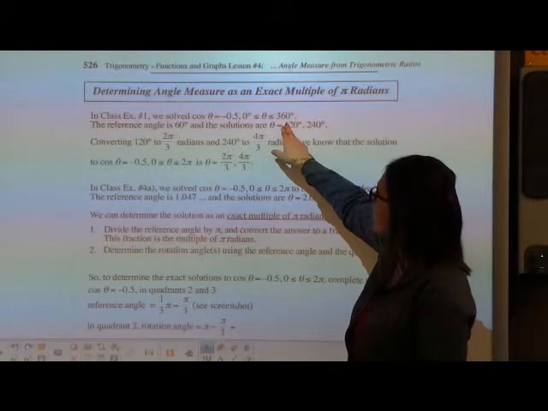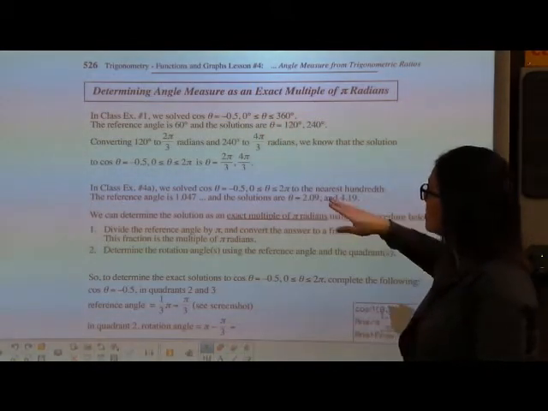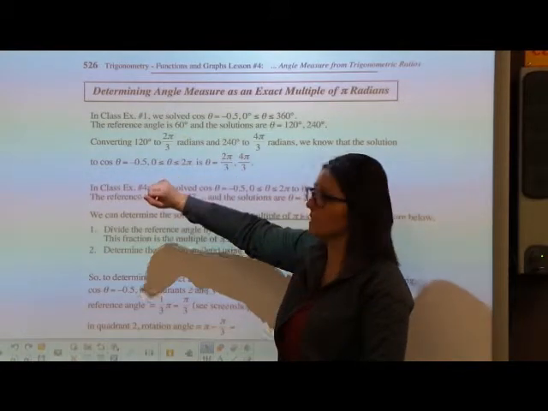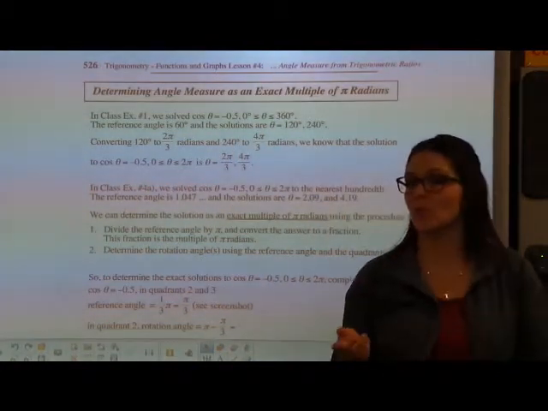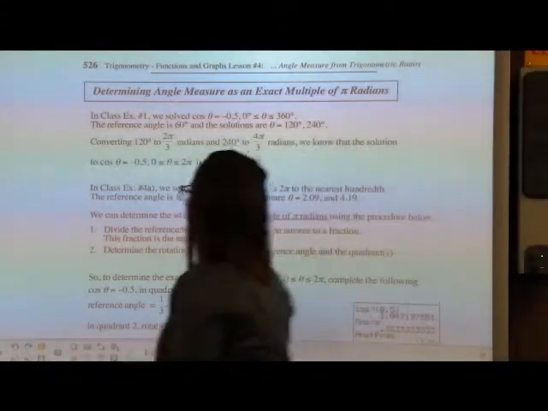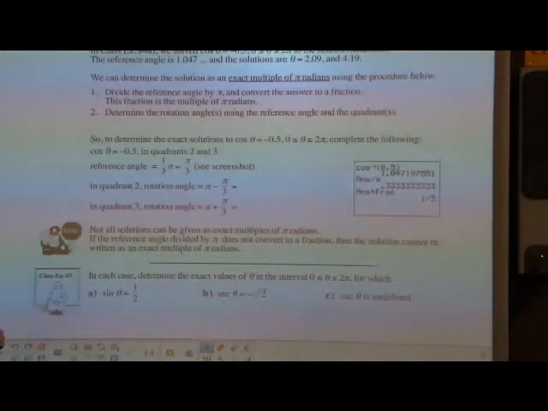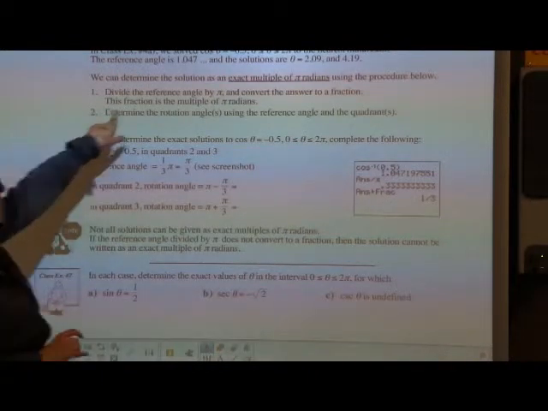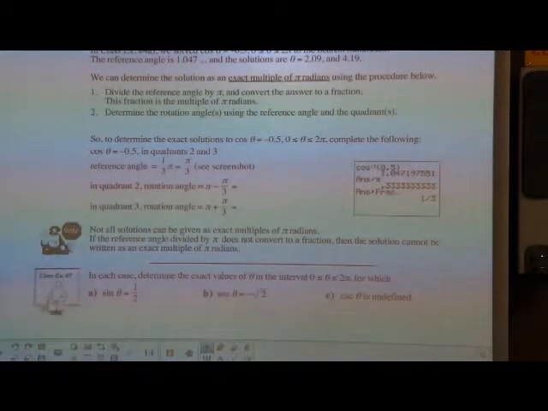So we solved before cos theta equals negative 0.5. We got a reference angle which is 60 degrees, which gave us 120 and 240. We could do one of two things. We could convert 120 degrees into radian measure. When the question asks us to give this in exact radian measure, we could put everything in degrees and then convert back afterwards. Or what we could do is divide the reference angle by pi and convert the answer to a fraction. And then the fraction becomes a multiple of pi radians. And then we determine the rotation angle the same as we did before.